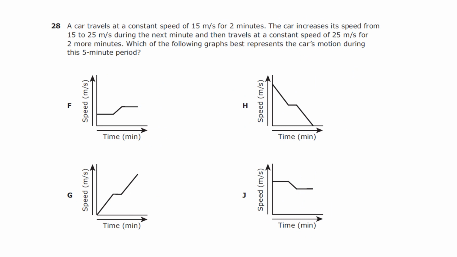A car travels at a constant speed of 15 meters per second for 2 minutes. Okay, the car increases its speed from 15 to 25 meters per second during the next minute, and then travels at a constant speed again, 25 meters per second for 2 more minutes.